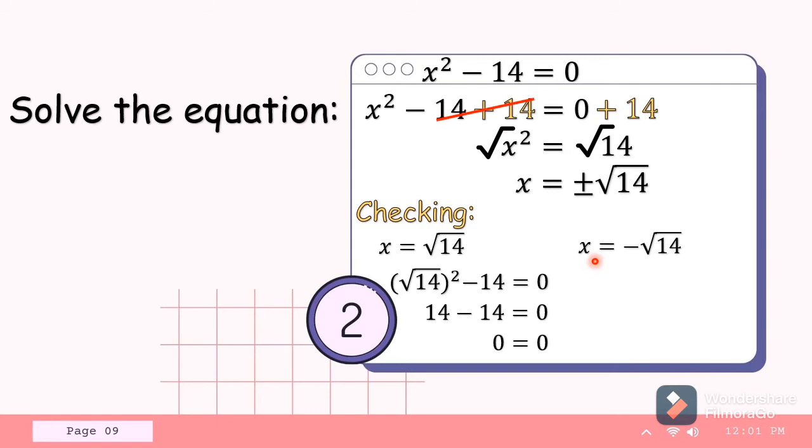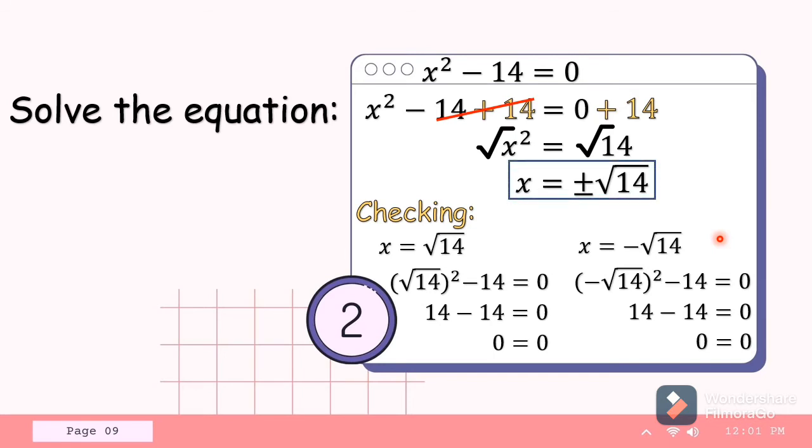How about if we have x is equal to negative square root of 14? Again, isubstitute natin ang negative square root of 14 sa ating x sa original equation. So, negative square root of 14 squared minus 14. That will be 14 minus 14, and that is 0. So, 0 is equal to 0. That means negative square root of 14 is correct. Since tama yung positive at negative square root of 14 natin, we can conclude that the solution for x squared minus 14 is equal to 0 ay positive at negative square root of 14.